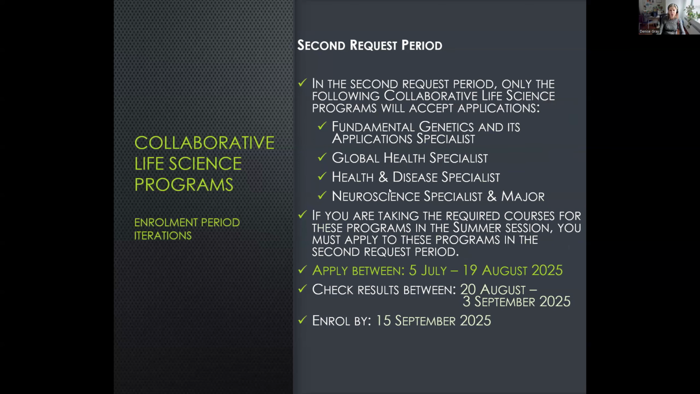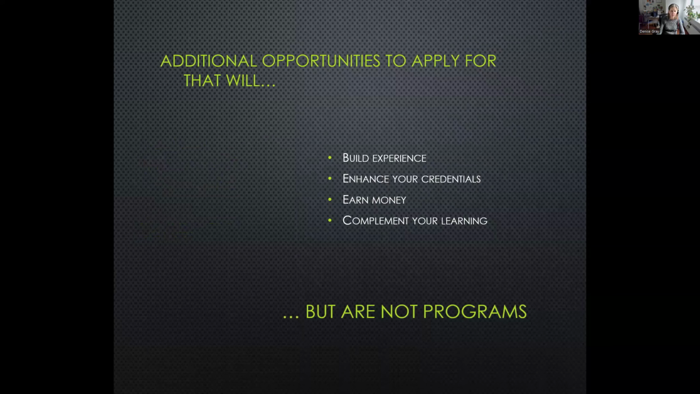Okay, for the 5 programs that accept students during the second request period for the collaborative life science programs, you apply very much like other limited enrollment programs in round 2 between July 15th and August 19th, and there's just 1 decision iteration. It's during that August 20th to September 3rd window, and you have to accept the offer by September 15th or it will expire.